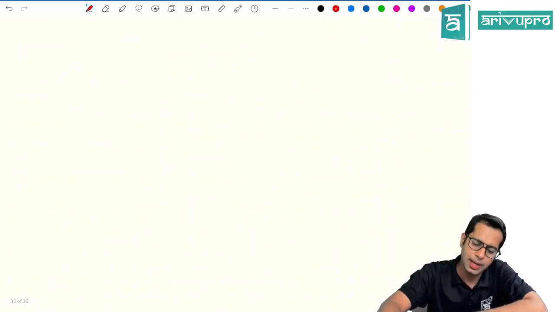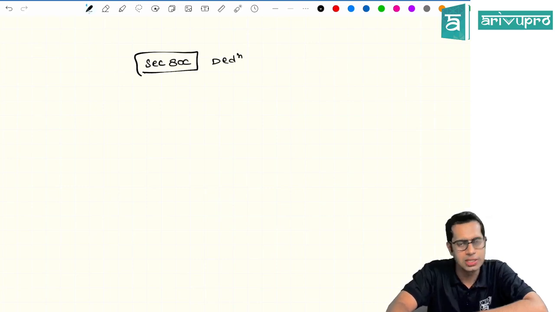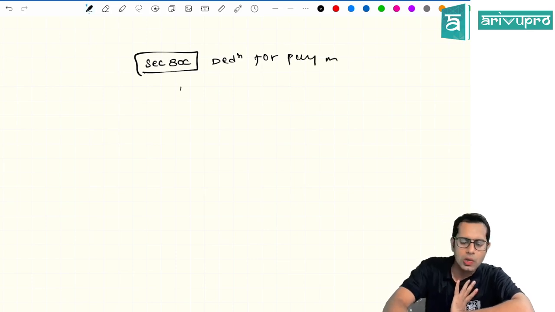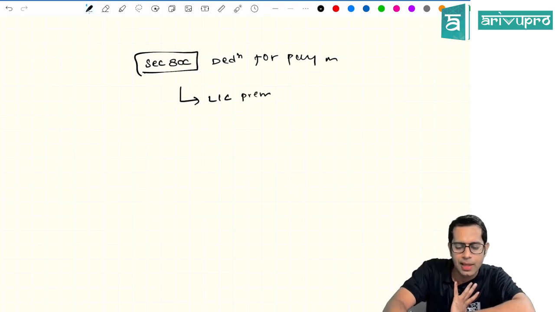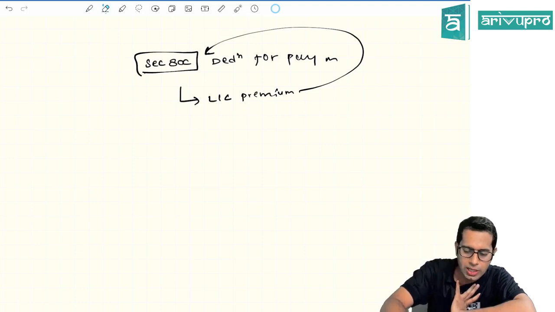Now, if you remember, we discussed something called section 80C, which talks about deductions for certain payments which you are making. Here, if you pay life insurance premium, then whatever premium you are paying is allowed as deduction under section 80C.